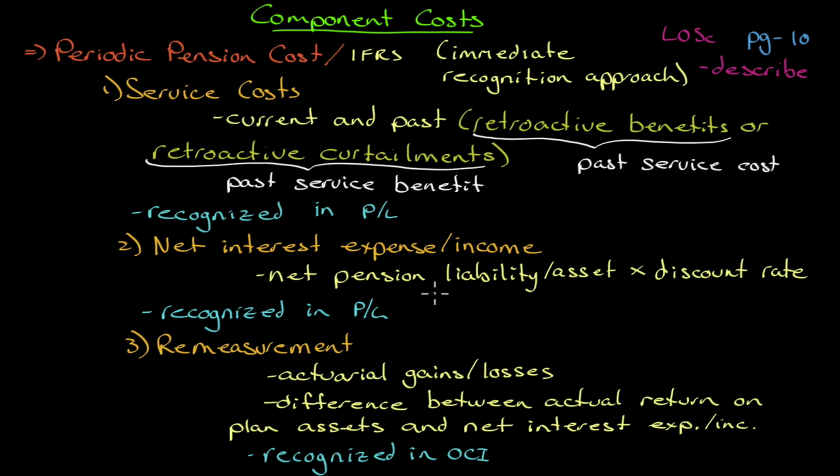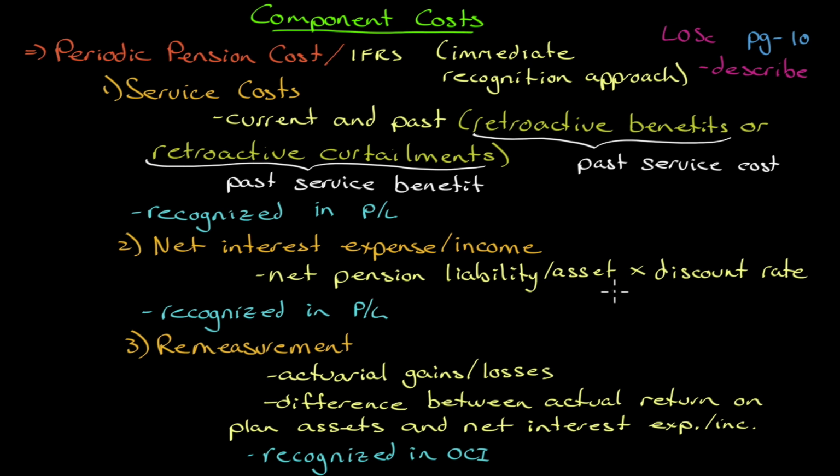Then we look at our plan assets at the beginning of the year and we multiply that by 6% to get our interest income for the year. Well, if you net those two out, all you're doing is multiplying either your net pension liability or your net pension asset by 6%. This only works for IFRS. Well, I shouldn't say it only works for IFRS. It always works for IFRS. It may work for GAAP if the interest expense equals the expected return on assets.